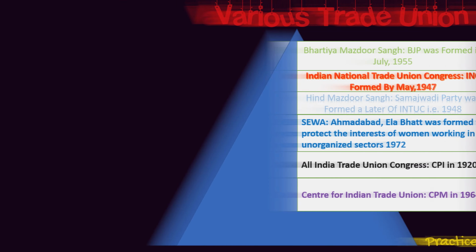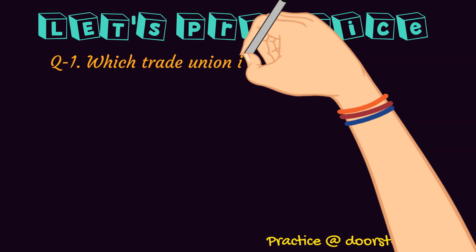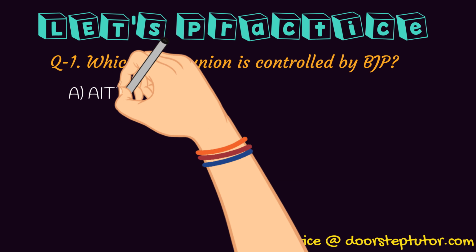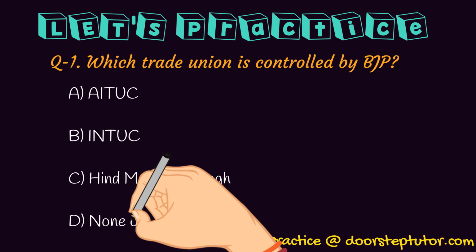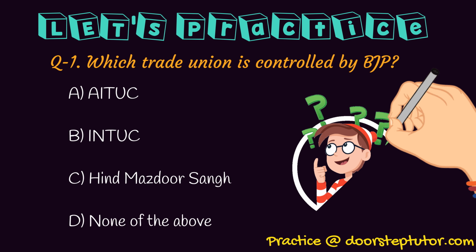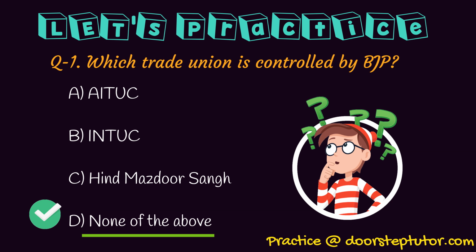Now let's practice some important questions. Which trade union is controlled by BJP? AITUC and INTUC, Hind Mazdoor Sangh, none of the above. See, we discussed that Bharatiya Mazdoor Sangh, BMS, is headed by BJP. So in the options there is no such option. So the correct answer is none of the above.